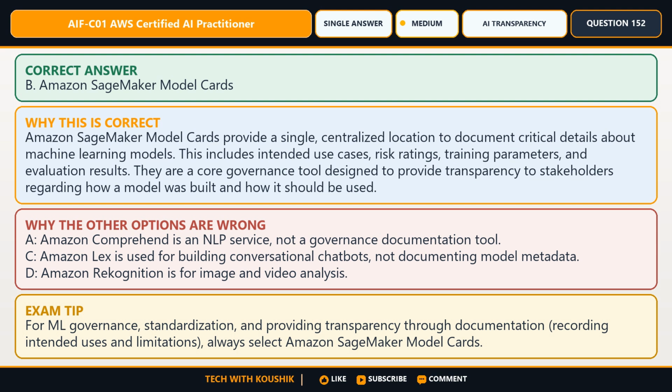A. Amazon Comprehend is an NLP service, not a governance documentation tool. C. Amazon Lex is used for building conversational chatbots, not documenting model metadata. D. Amazon Rekognition is for image and video analysis. A useful exam pattern is this. For ML governance, standardization, and providing transparency through documentation, recording intended uses and limitations, always select Amazon SageMaker Model Cards.